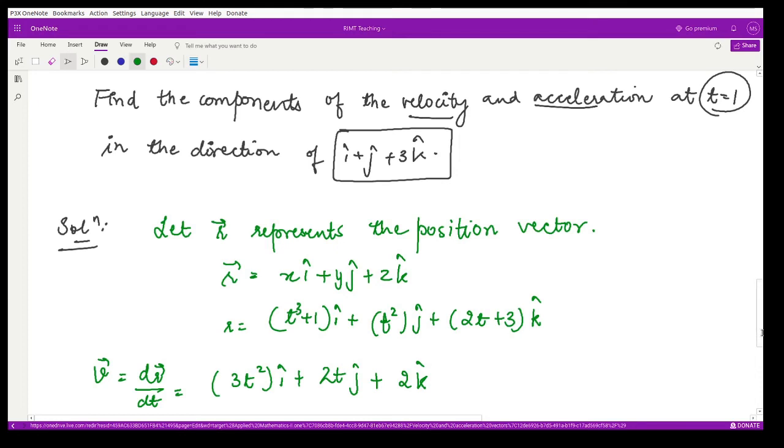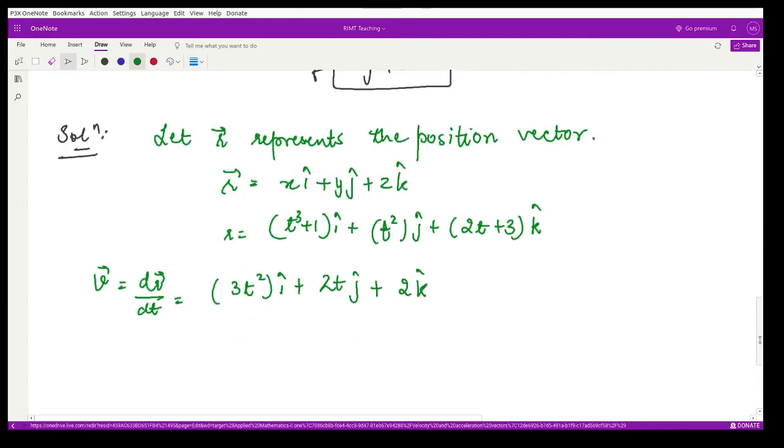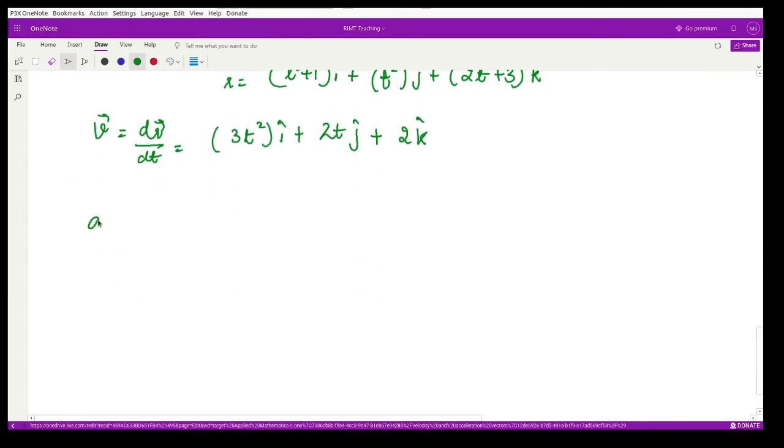So this is the velocity vector, and then what is the acceleration corresponding to this? The acceleration would be the derivative of this velocity vector. So that means we have to take the derivative of this vector. So that would be equal to 6t i cap plus 2 j cap plus 0 k cap. So this is our acceleration vector.